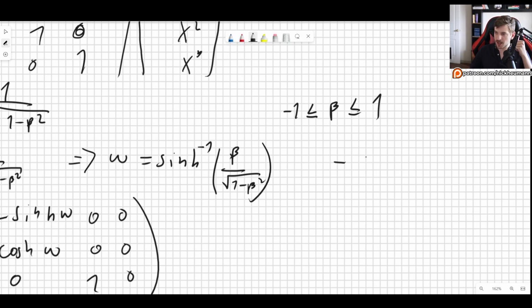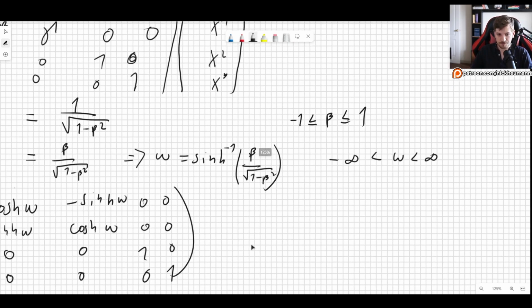The possible values for omega are between minus infinity and infinity. You can just do that by plugging it in. For example, if beta is 1, you would get 1 over 0, which tends to positive infinity, and the hyperbolic sine inverse of plus infinity is also plus infinity. In the other case you just get a minus sign, so that's where that comes from.